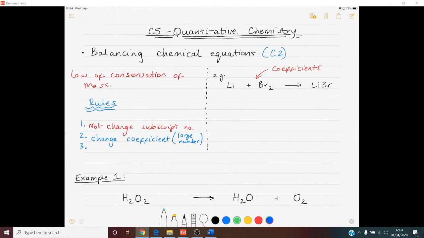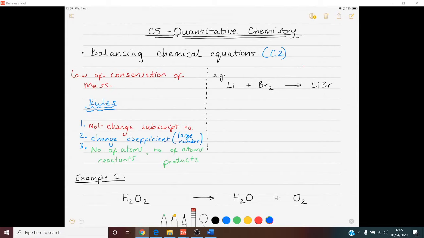The final thing is that the number of atoms in the reactants must always equal the total number of atoms in the products. And this ends up balancing the entire equation. So I'm going to go straight into this.